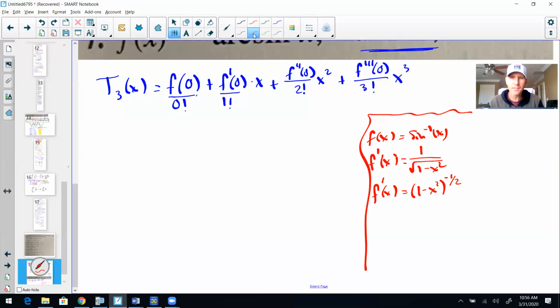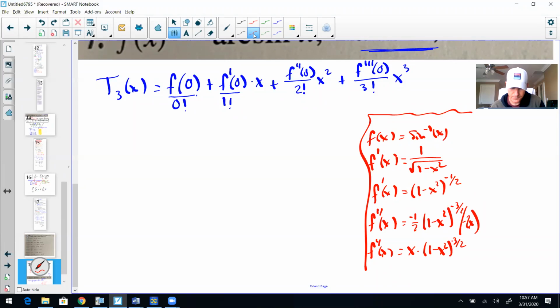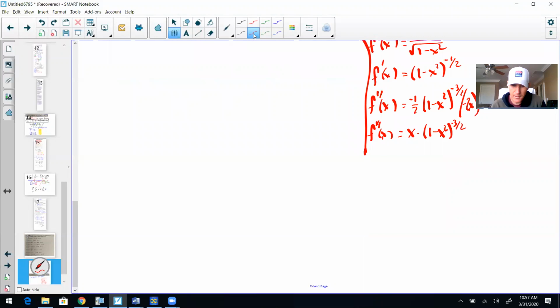I think that's going to make it easier for us if we look at it like that for the higher derivatives. So f double prime of x is equal to negative 1/2 times 1 minus x squared to the negative 3/2 times negative 2x. So f double prime of x is just going to be positive x times 1 minus x squared to the negative 3/2. So that's the second derivative. And then the third derivative of f of x, which I'm glad is only to degree 3 because I could see these getting more and more complicated. Taking the derivative of the second derivative, I can see I'm going to have to use the product rule with the chain rule also.